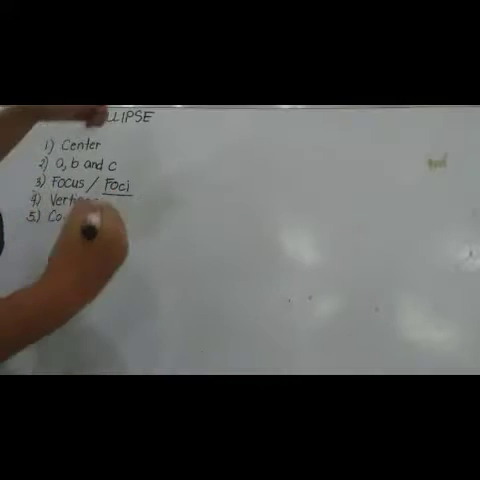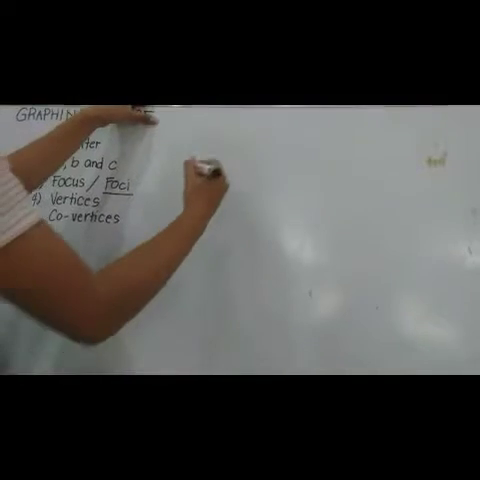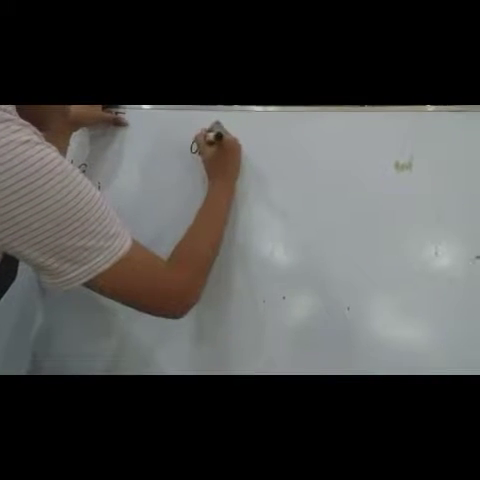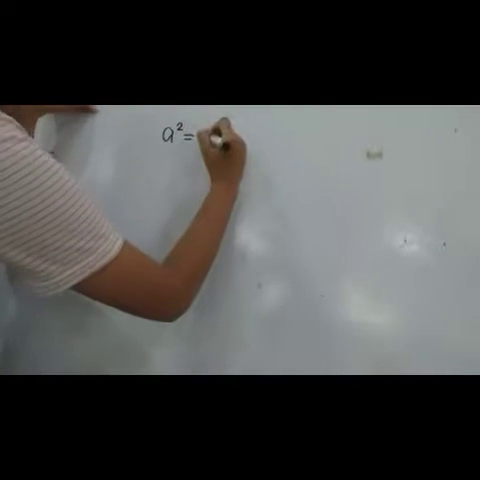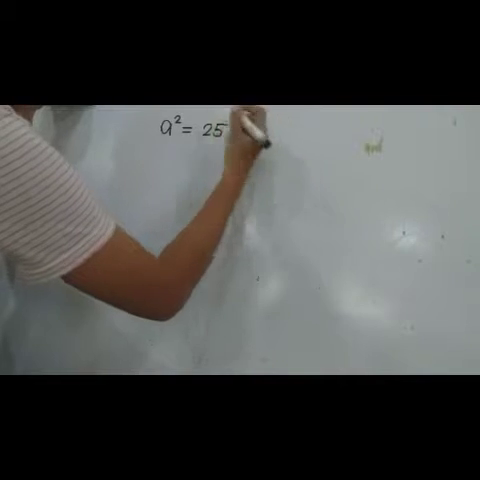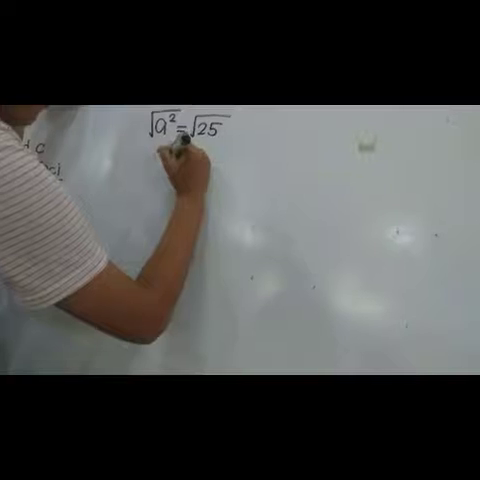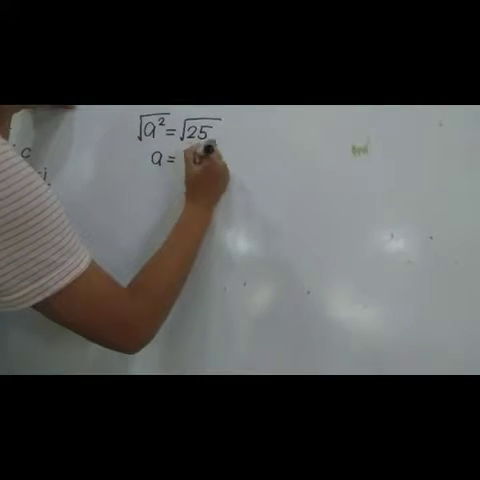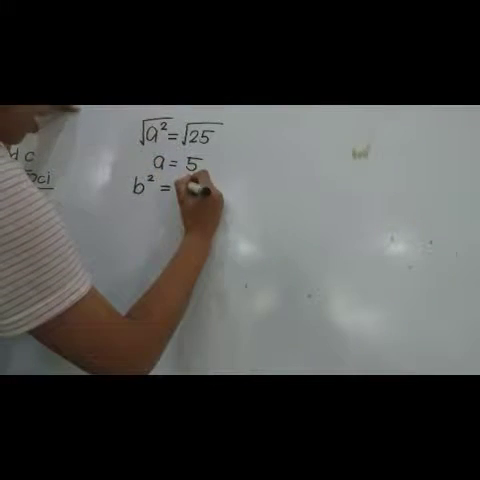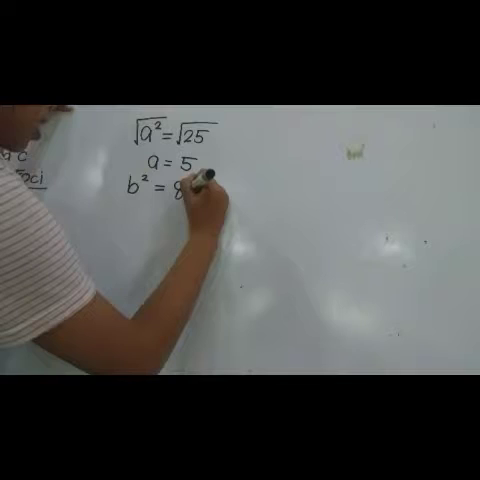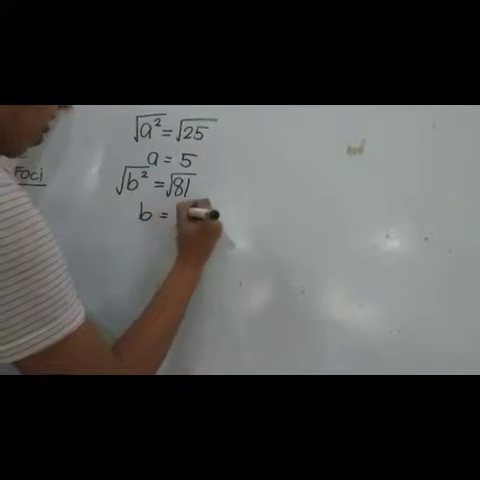Okay, so let's start with finding the A, B, and C. This is how we find the A. A is equal to the square root of A squared. Suppose we have 25 in A. We just need to take the square root of both sides, so we have A is equal to 5. The same with B. B squared, suppose we have 81. So square root, our B is equal to 9.